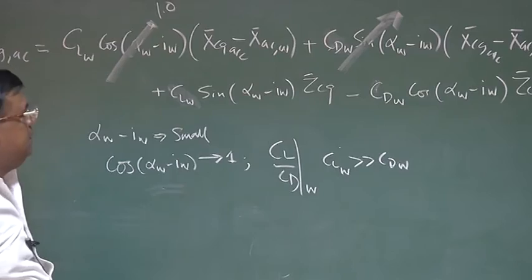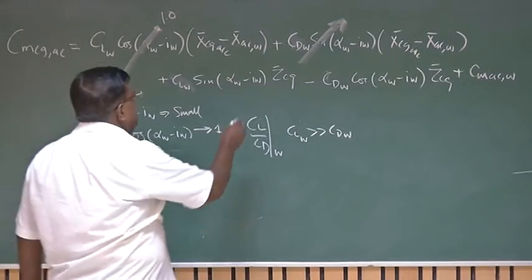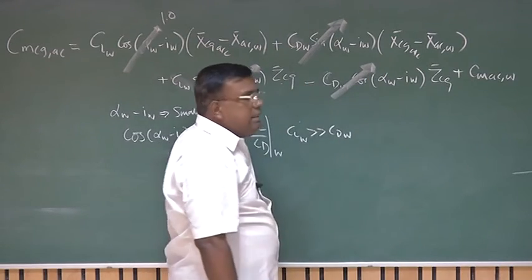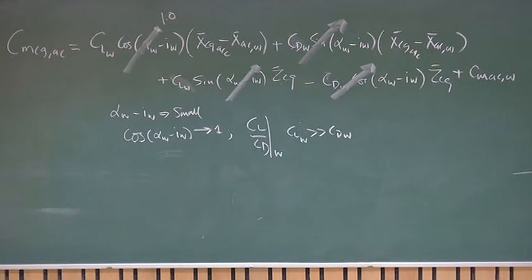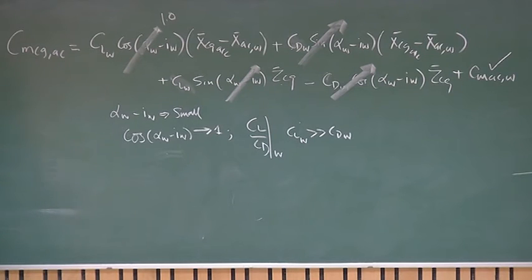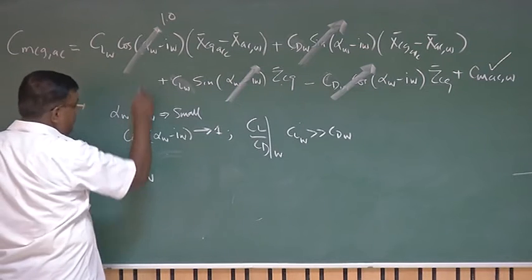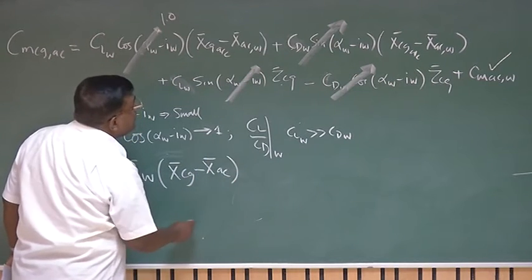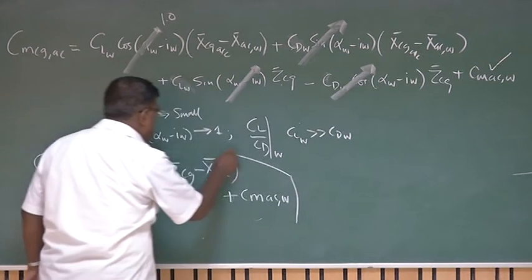Still life is complicated. We say let's assume that the CG is on the fuselage reference line. So this becomes 0. So this also goes. This also goes. ZCG 0 means the CG is on the fuselage reference line, which in any case the airplane will try to do that, right? Okay, so after cutting so many terms, what is left to us? We have CM CG of the aircraft equal to CL wing, because this is 1, into X CG bar minus X AC bar plus CM AC wing. That's all. Life is so simple.